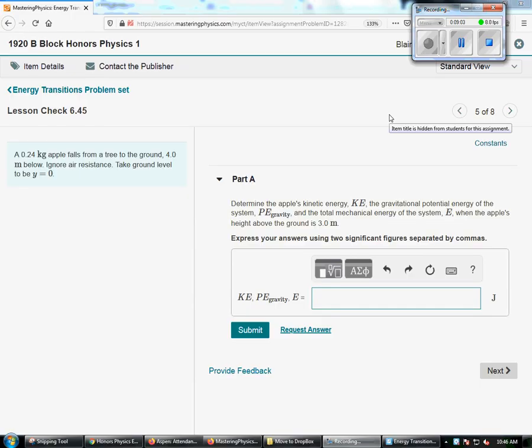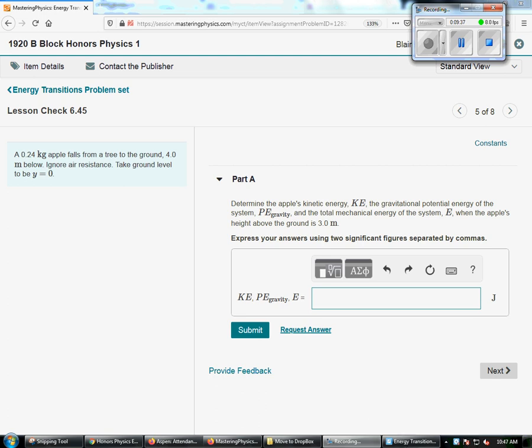All right, so number 5 here, we've got an apple falling from a tree, and they asked us to take ground level to be y equals 0. At y equals 0, they're saying the gravitational potential energy will be 0. And they want us to figure out the kinetic energy, the gravitational potential energy, and the system energy when the apple is at 3.0 meters above the ground, so after it's fallen for a meter.